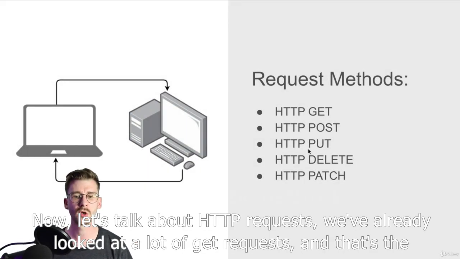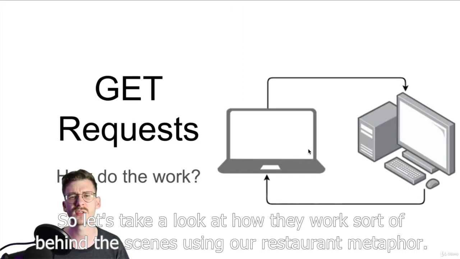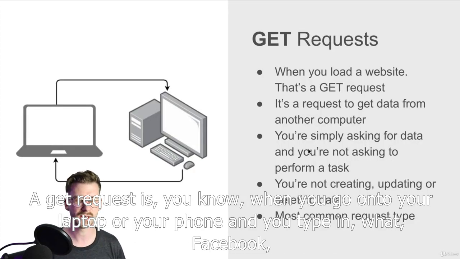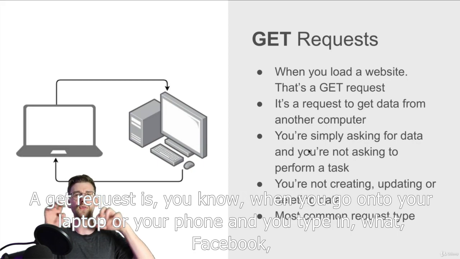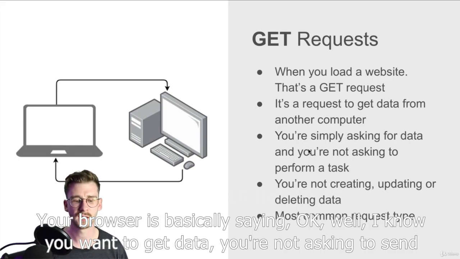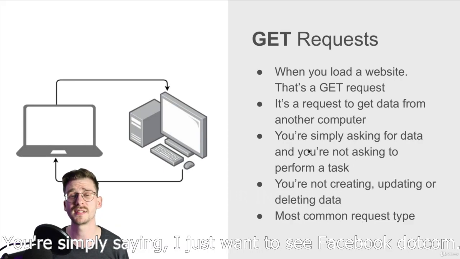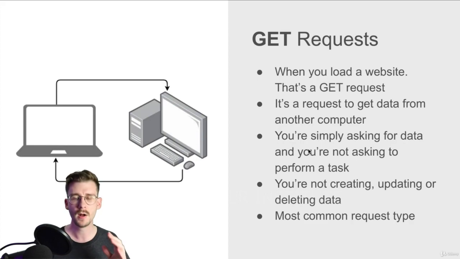Now let's talk about HTTP requests. We've already looked at a lot of GET requests, and that's the first one we're going to explore here. So let's take a look at how they work sort of behind the scenes using our restaurant metaphor. A GET request is, you know, when you go onto your laptop or your phone and you type in www.facebook.com, and your browser is basically saying, okay, well, I know you want to get data. You're not asking to send a request to change your profile data or anything like that. You're simply saying, I just want to see facebook.com.